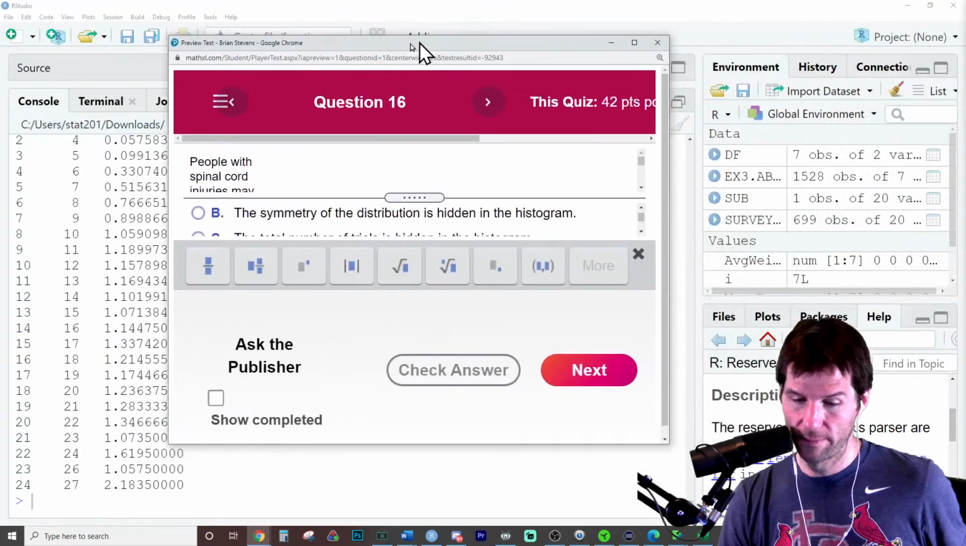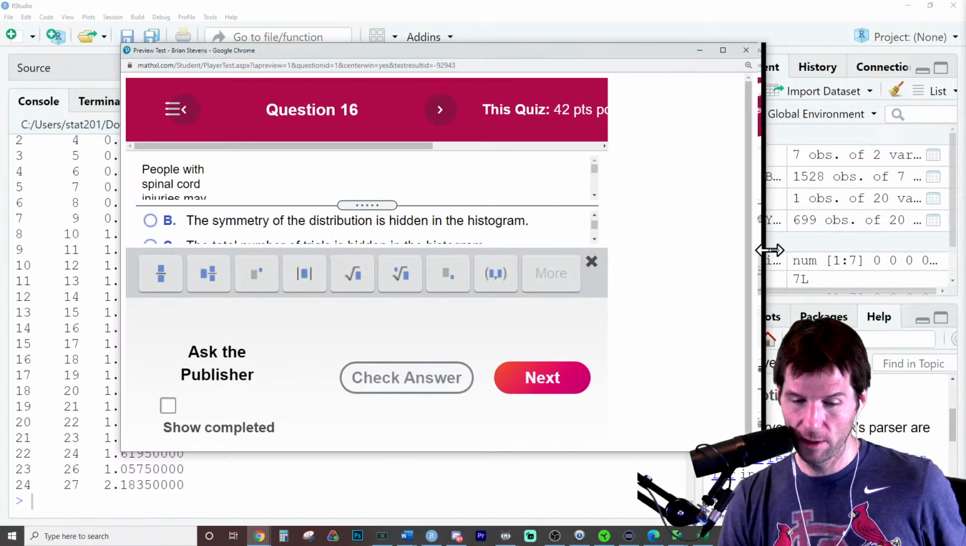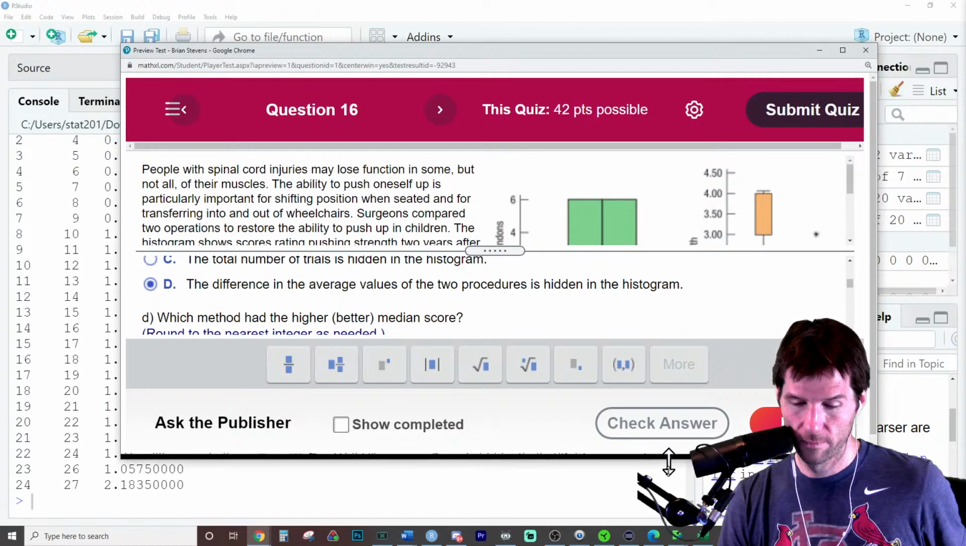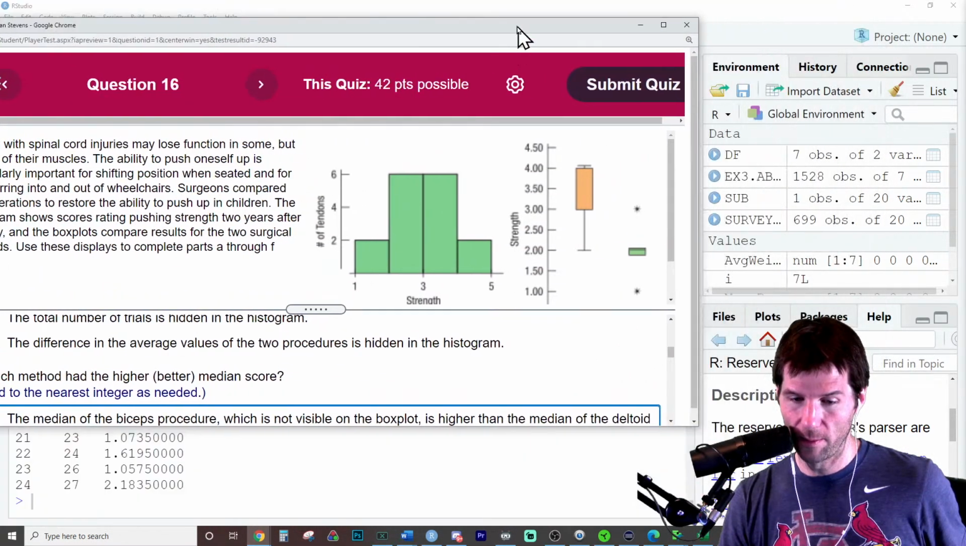I'm going to zoom in on that. Oh, really? Really? I'm literally going to zoom in.